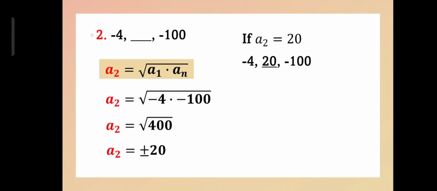So, if a sub 2 or mean is equal to 20, then the geometric sequence is negative 4, 20, negative 100. Or, if a sub 2 or mean is negative 20, then the sequence is negative 4, negative 20, and negative 100.